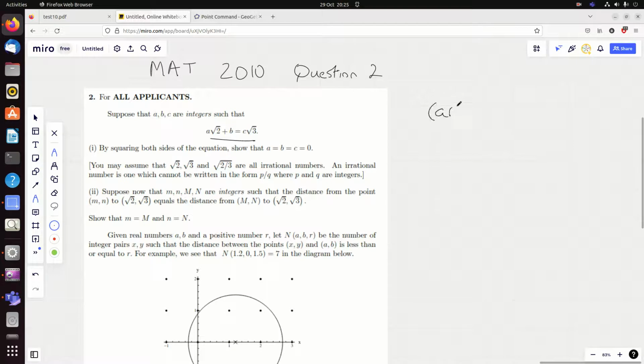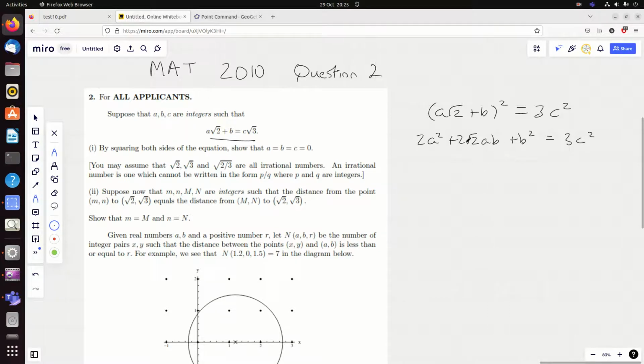Let's do it. (a root 2 plus b) squared is going to be 3c squared. Multiply it out, you get 2a squared plus 2 root 2 ab plus b squared, and that equals 3c squared. Okay, right. Now we want to make sure that we get the right kind of answer here.